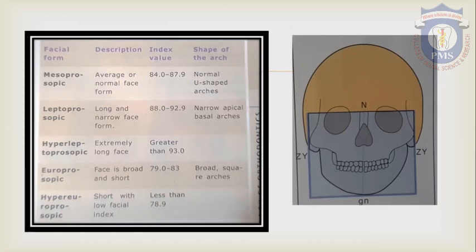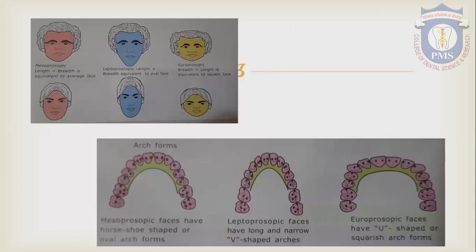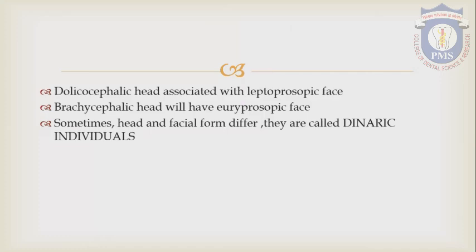In hyperuroprosopic, it is a short face with low facial index. It is less than 78.9. I hope you all can just memorize these values as they can be helpful for your exams. And you can easily correlate between the mesoprosopic, leptoprosopic, and europrosopic facial forms and the arch forms concomitant to that. I already spoke regarding this. This image is self-explanatory.